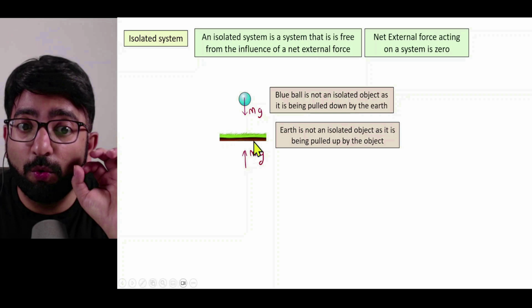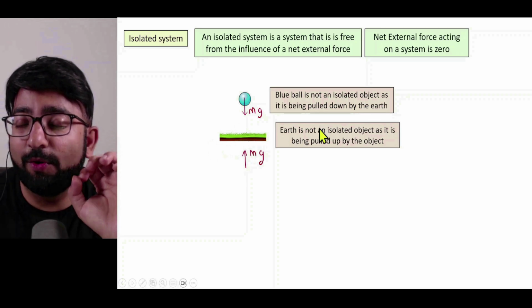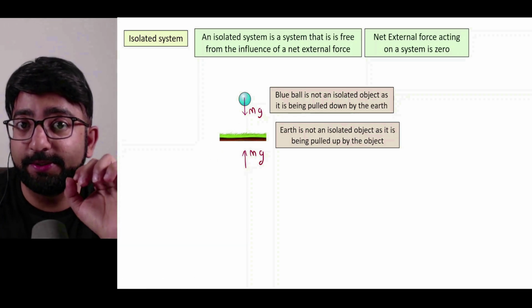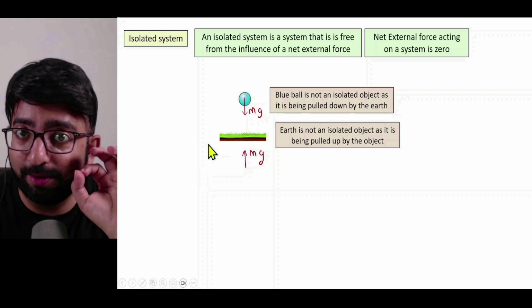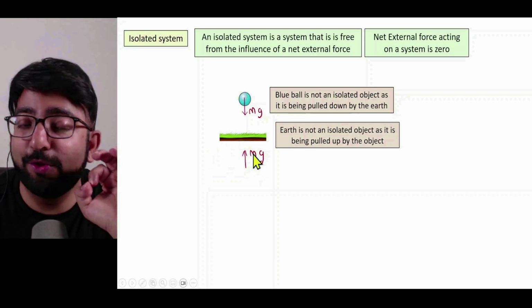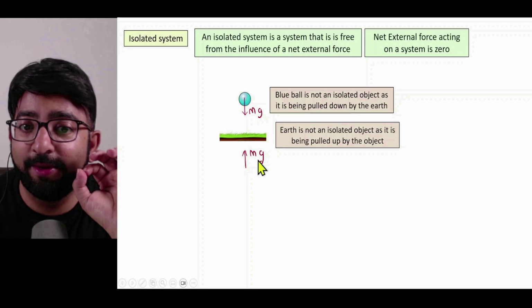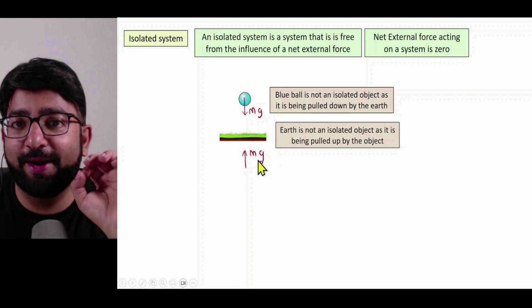Now, if I consider only the ground, then we are not considering it as an isolated system, because the net external force acting on the earth is not 0. It is equal to mg. That is why even the earth is not isolated.